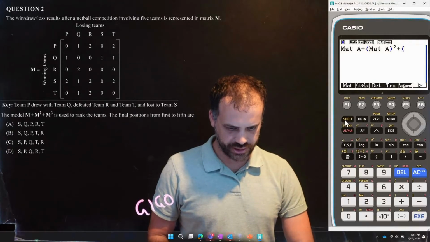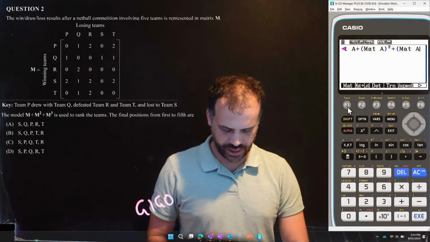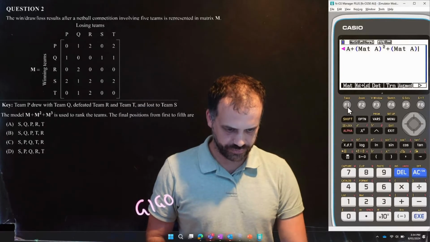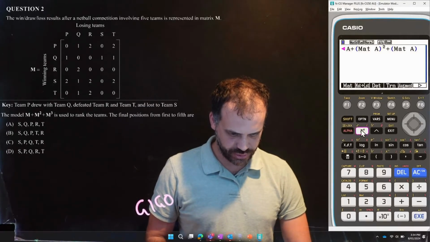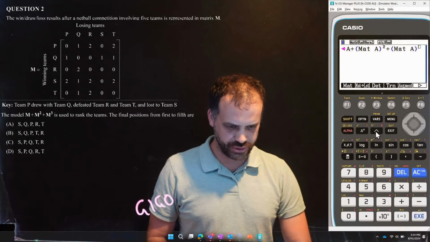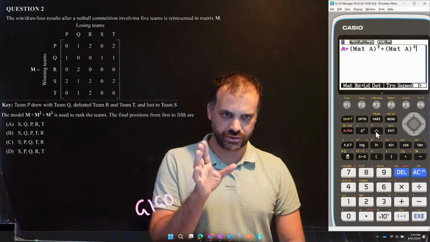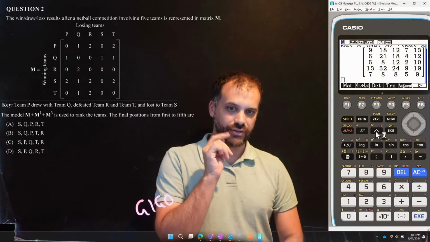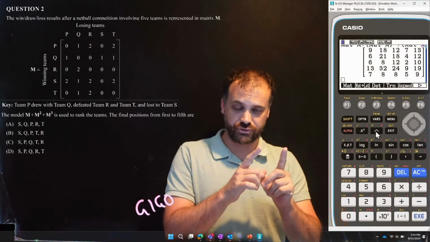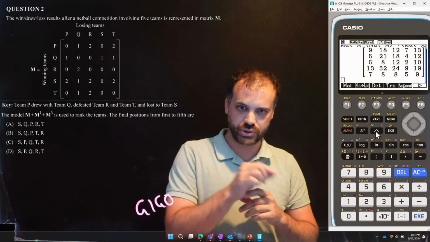We're going to need some brackets. Mat A, alpha A, and then we're going to square it. No, we're not. We're going to cube it. Fingers crossed, all the syntax is correct. Enter, and that is our matrix. Now what's that matrix? That's m plus m squared plus m cubed.